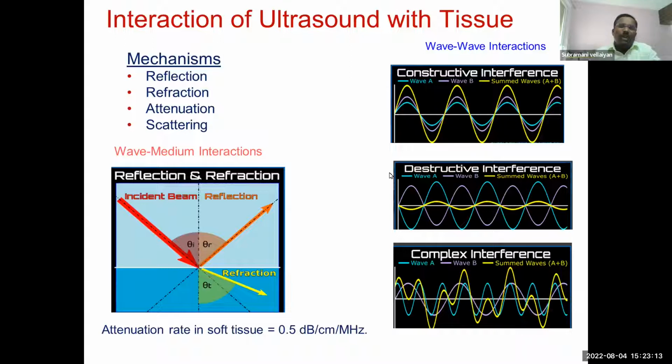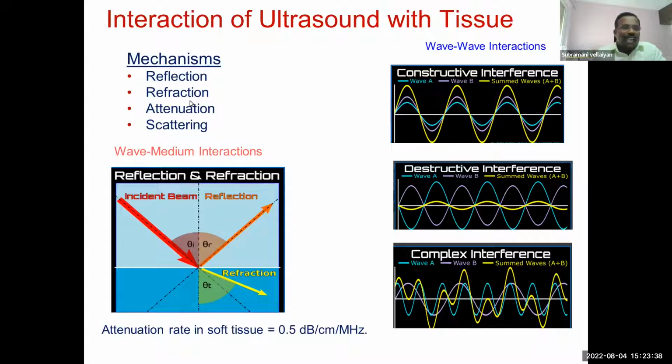Coming to this physics topic, I just wanted to touch upon the mechanisms involved when ultrasound interacts with tissues. There are two important interactions. One is wave-medium or matter interaction. Another is wave-wave interaction. The wave-tissue interaction has four mechanisms: reflection, refraction, attenuation, and scattering.